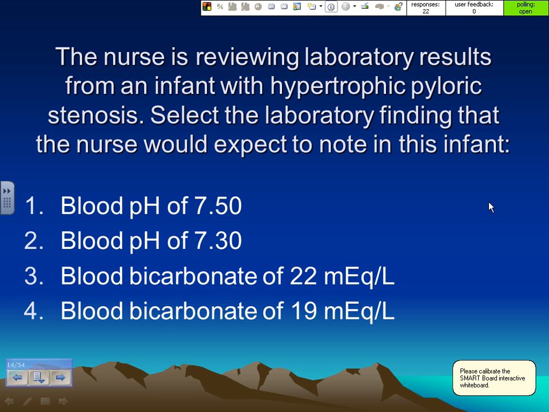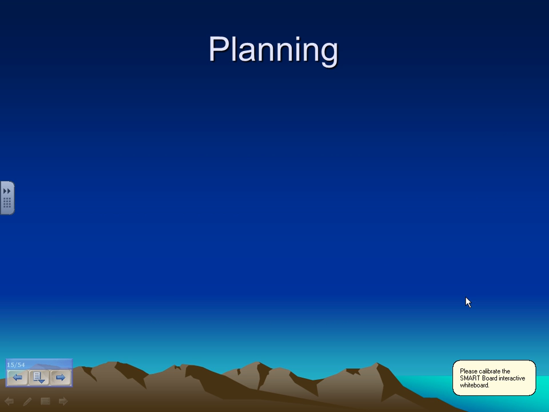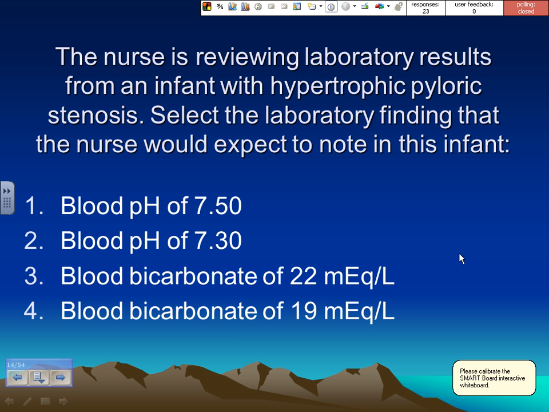Now, before we read the results, I was hoping it wouldn't show it. 78% of you picked the pH of 7.5. 17% said 7.3. 4% said the bicarb of 22. I'm just going to go back, so we can actually see the question.